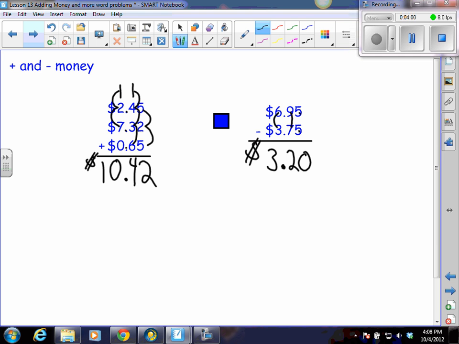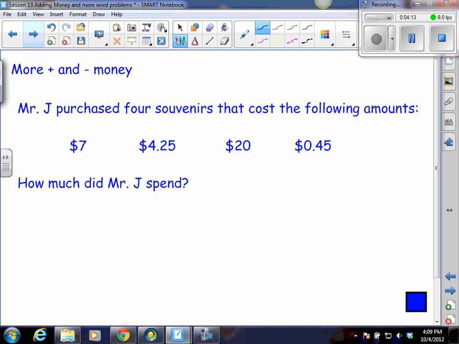And so we have this subtraction problem of $6.95 minus $3.75 gives us $3.20. Now these problems are laid out for us real nice, but sometimes it gets a little more complicated.